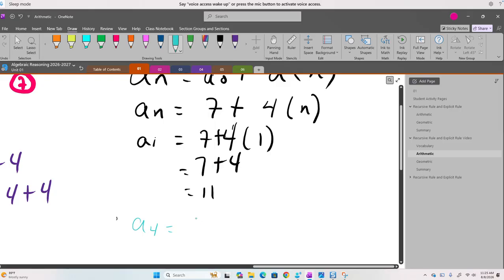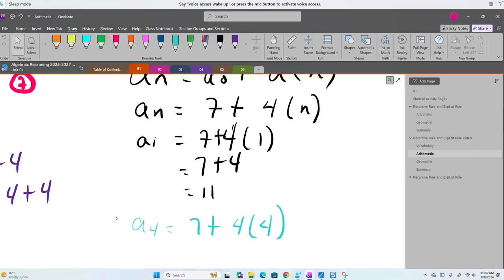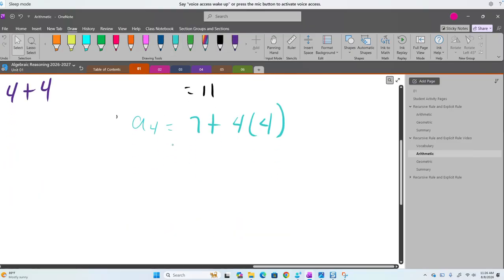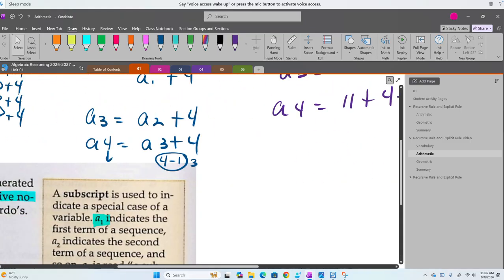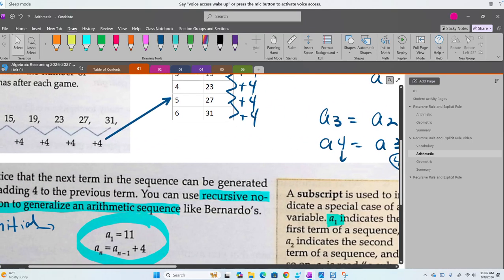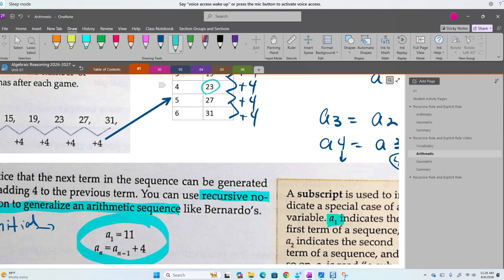A sub 4 is going to be 7 plus 4 times 4. All right. So 4 times 4 is 16. 16 plus 7 is 23. Let's go see if a sub 4 is 23. A sub 4 is 23 right there. So that's how we use our recursive rule and our explicit rule.